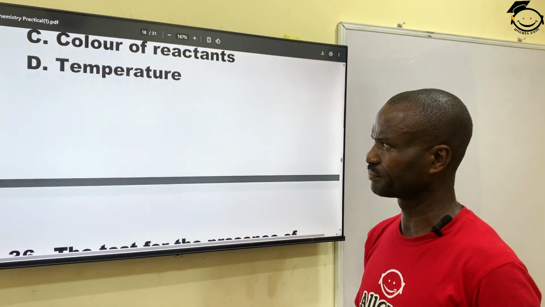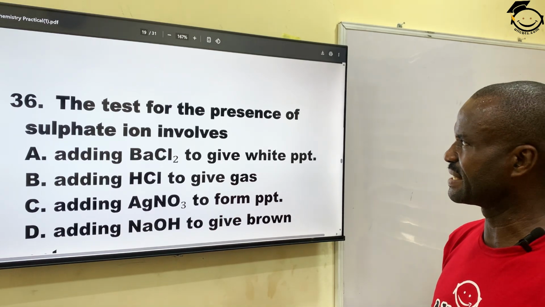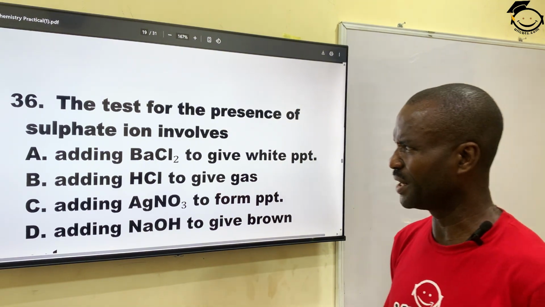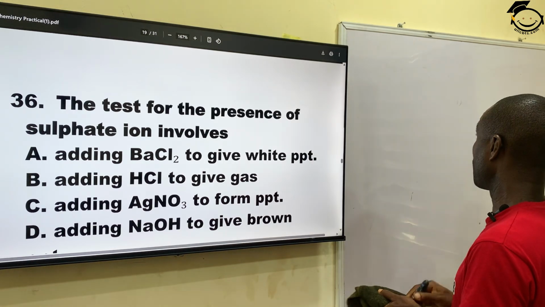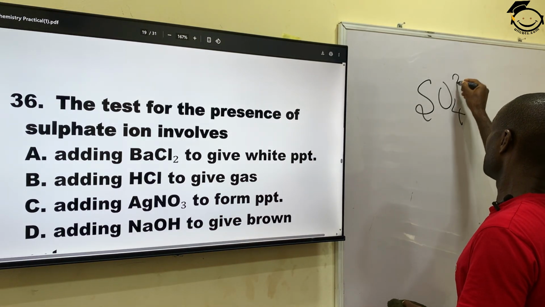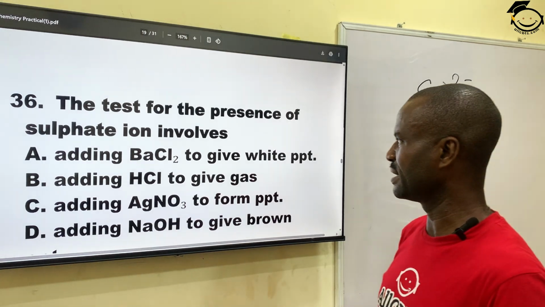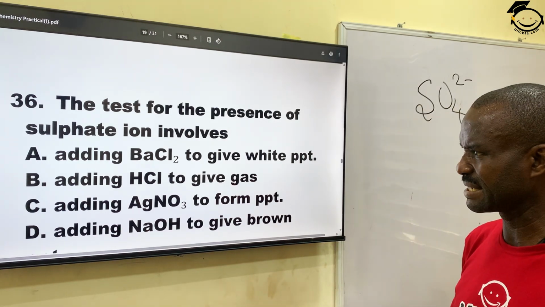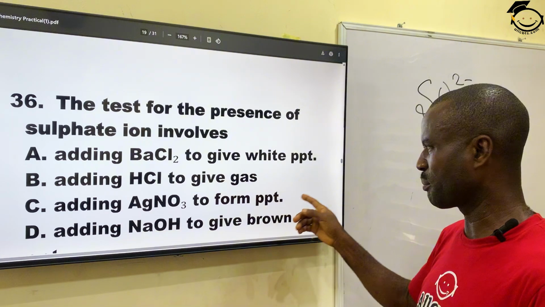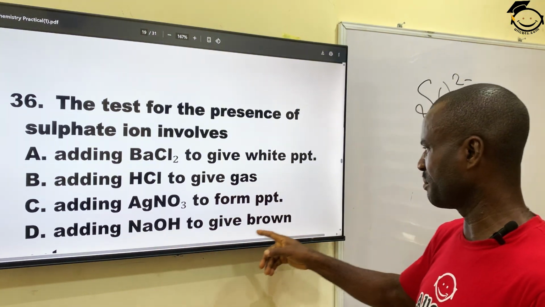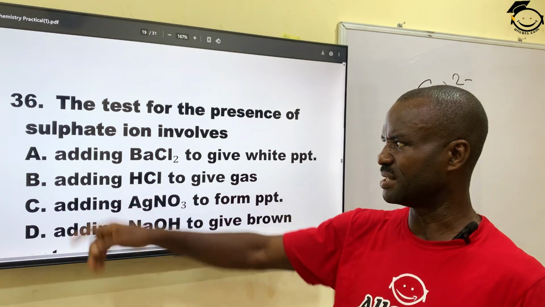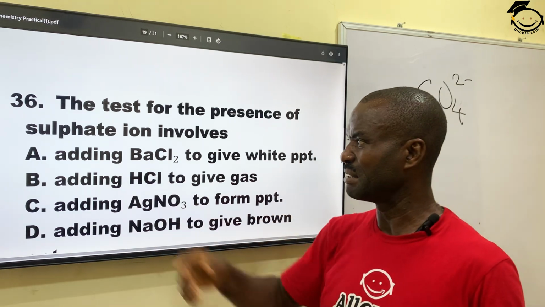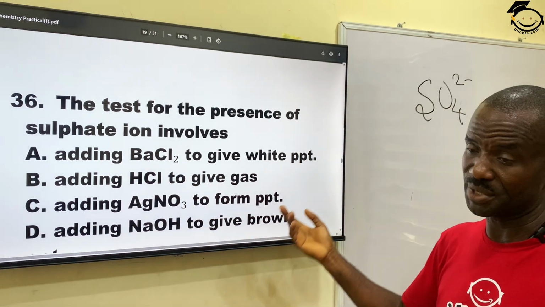36. The test for the presence of sulfate ion involves? How do we test for sulfate ion? When you say sulfate ion, SO4 2 minus. A. Adding barium chloride to give white precipitate. B. Adding HCl to give gas. C. Adding silver nitrate to form precipitate. D. Adding sodium hydroxide to give brown. Barium chloride is a usual reagent for testing for sulfate. So the correct answer is A, adding barium chloride to give white precipitate.